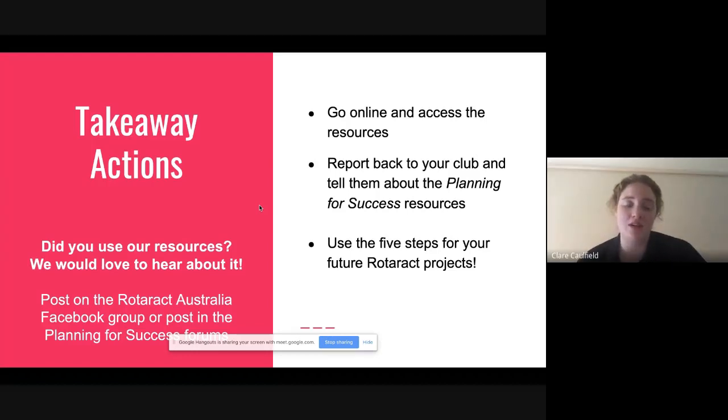You can share on the Rotaract Australia Facebook page or within the Planning for Success section of our Sustainable Communities website. There is a forum. It's not very active at the moment because Rotarians don't really like forums, but maybe Rotaractors do. So jump in and share, especially if you take one of our resources and you adapt it in some way, because that's really what we'd like to show people, is that the templates are yours and they're yours to change up as much as you like, but we would love to hear about it.